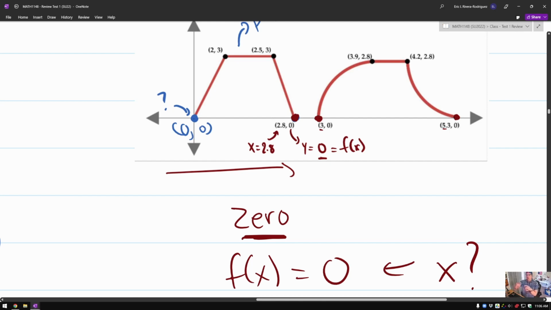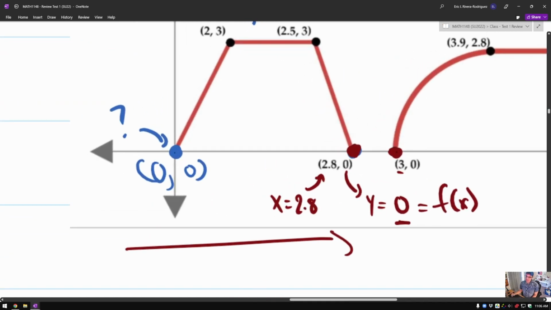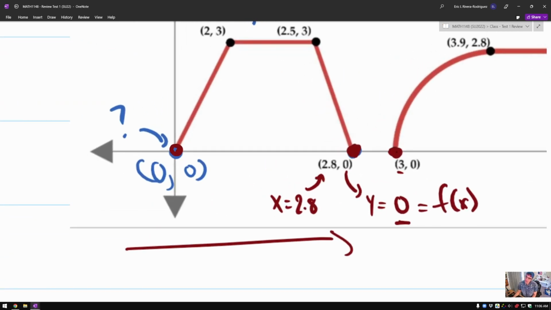When we are talking about a curve or a graph, we have an infinite amount of points. So that means that from this point to this point, the amount of points that we have is infinite. That is why we need to use interval.